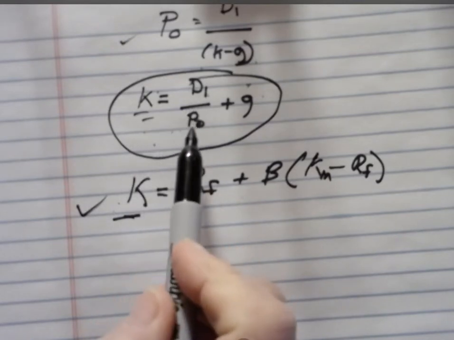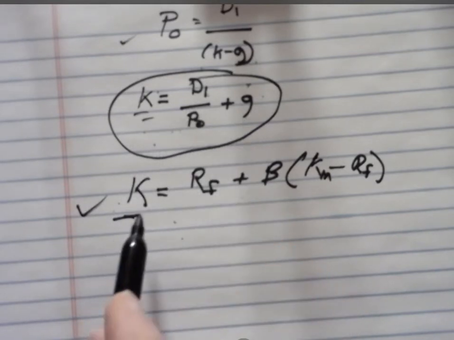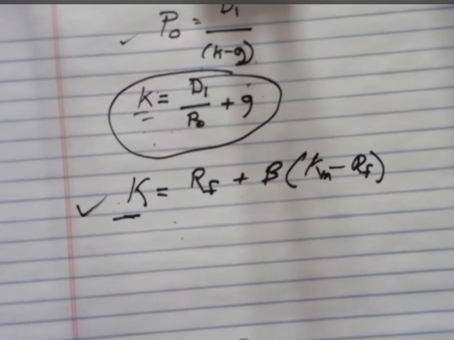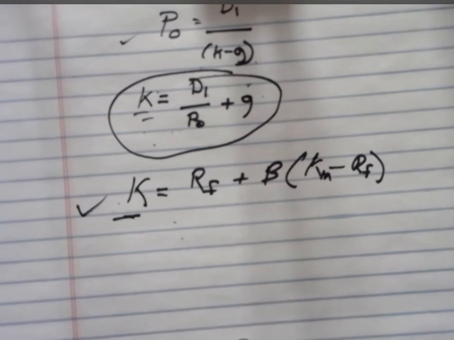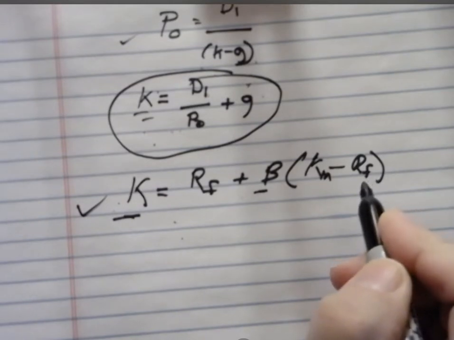Dividends divided by price, the dividend yield, plus G, or the so-called risk-adjusted rate of return, which uses the risk-free rate, and that is normally the rate of return on 90-day T-bills. The beta for the stock, how volatile is my stock in relation to the market, say the Dow, the S&P 500, whatever it may be. K sub M would be what we expect the market to return. And then, of course, the risk-free rate of return again.